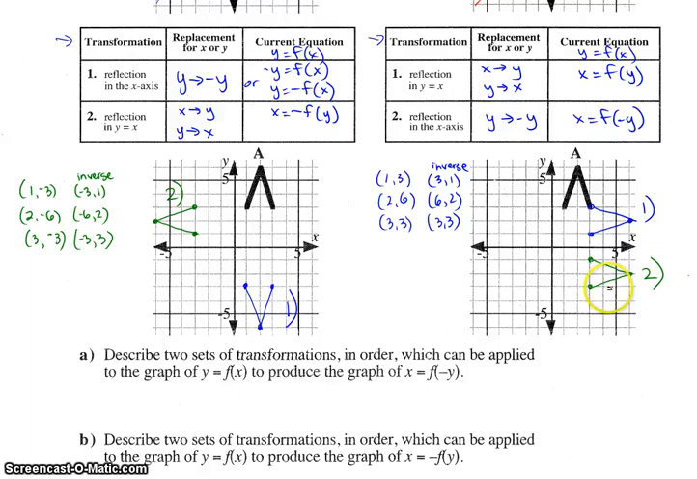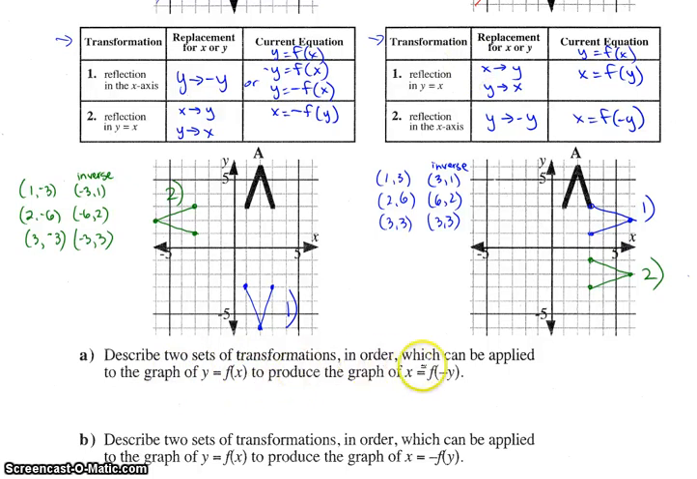Okay, now let's look at our final graphs. On this one, our second graph ended up over here in quadrant 2. For this one, it ended up down in quadrant 4. So these two transformations done in opposite order actually affected our final graph. So let's answer part A.